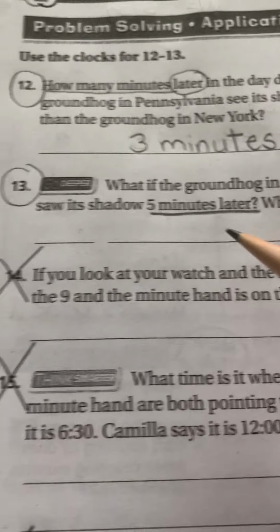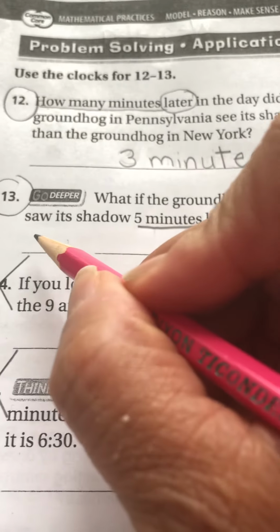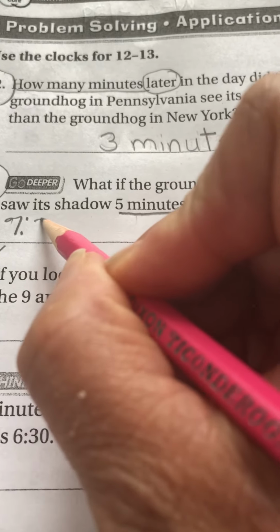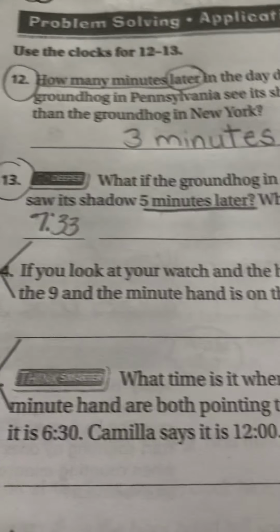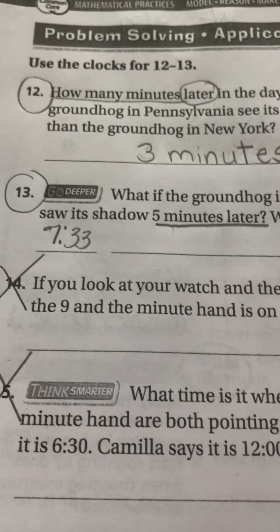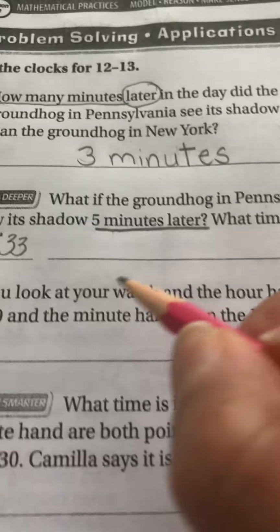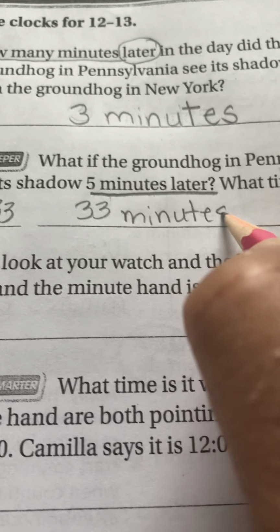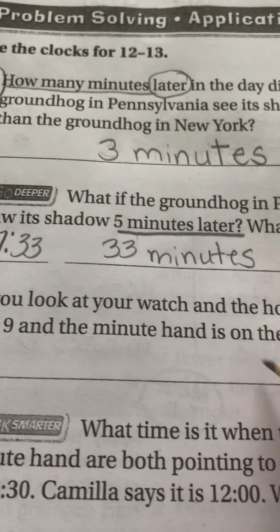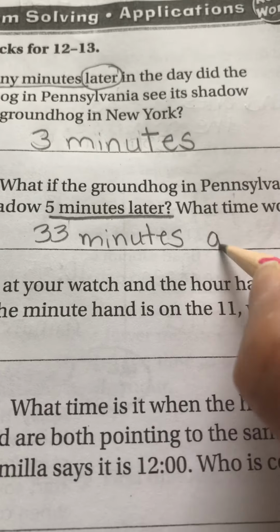So going back over here to number 13, what time will it be? 7:33. It'll be 33 minutes after 7. Or you could say, if you wanted to write it, you could write 33 minutes after 7. Okay, either way, it's telling the same time. 7:33 or 33 minutes after 7. So I'll hold there for a few seconds so you can write that down.